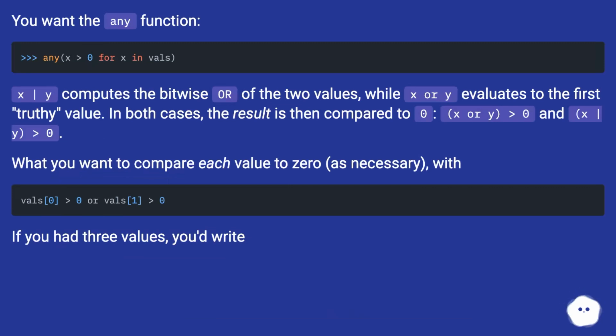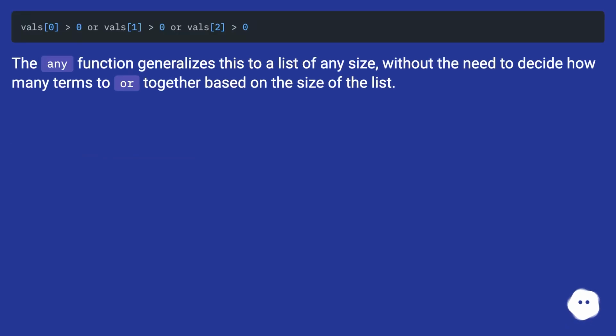X | Y computes the bitwise OR of the two values, while X or Y evaluates to the first truthy value. In both cases, the result is then compared to 0: X or Y > 0 and X | Y > 0. What you want is to compare each value to 0, as necessary, with or. If you had 3 values, you'd write it out with three comparisons. The any function generalizes this to a list of any size, without the need to decide how many terms to write altogether based on the size of the list.